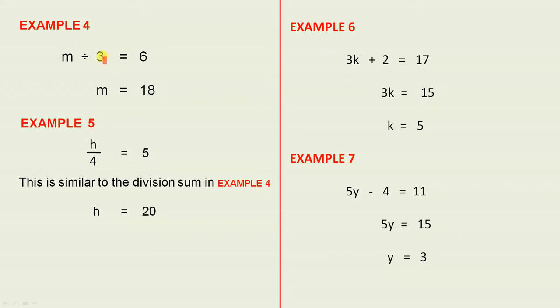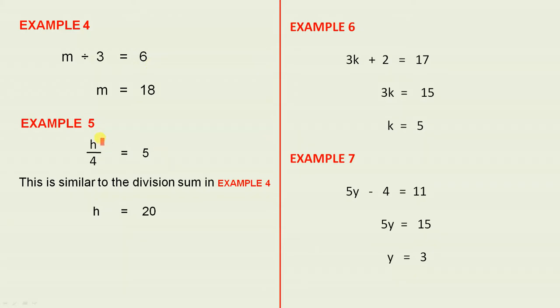Now if you divide 3 into what number to give you 6? 3 into 12 doesn't give you 6. 3 divided into 15 doesn't give you 6, it gives you 5. What about 3 divided into 18? The answer is 6. So m must be 18, because 18 divided by 3 gives you 6.